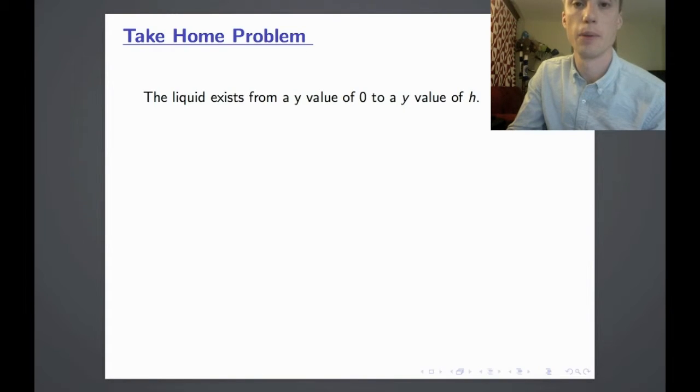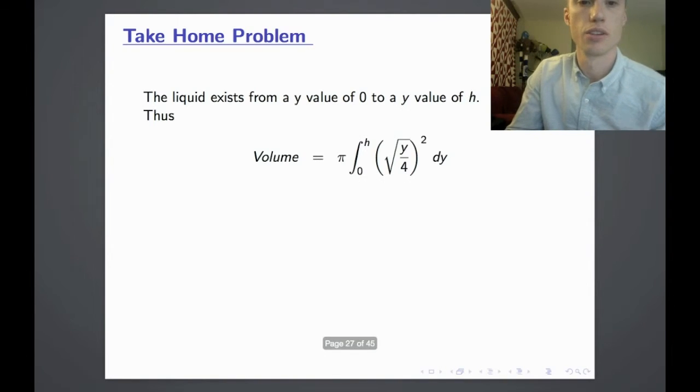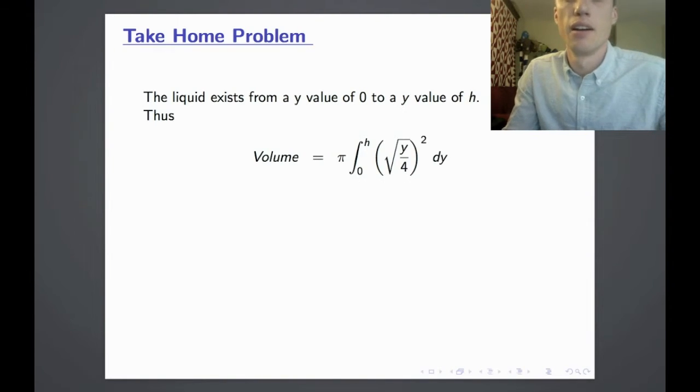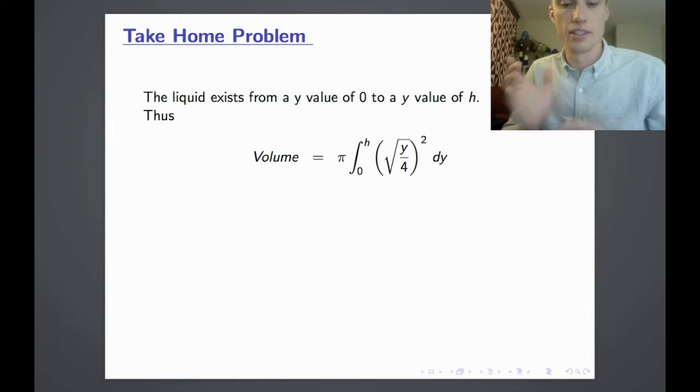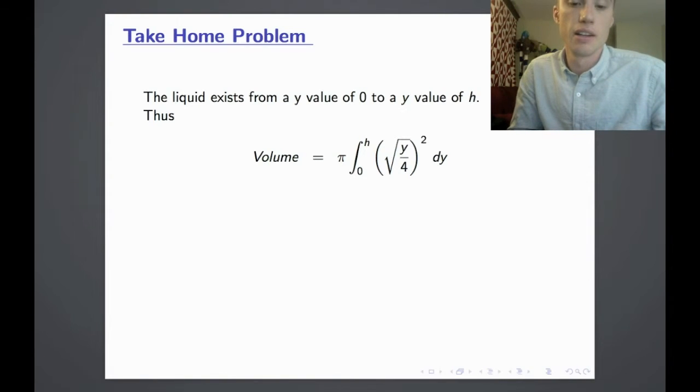The lower bound will be 0, since the liquid exists starting at a height of 0, and the liquid exists up to a height of h. So the volume will be pi times the integral from 0 to h of the radius squared. Now in this case our curve is here, and the radius is given by the square root of y over 4, which is just y over 4.